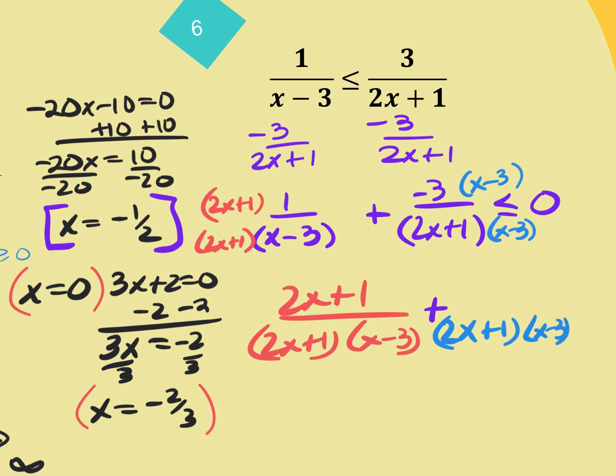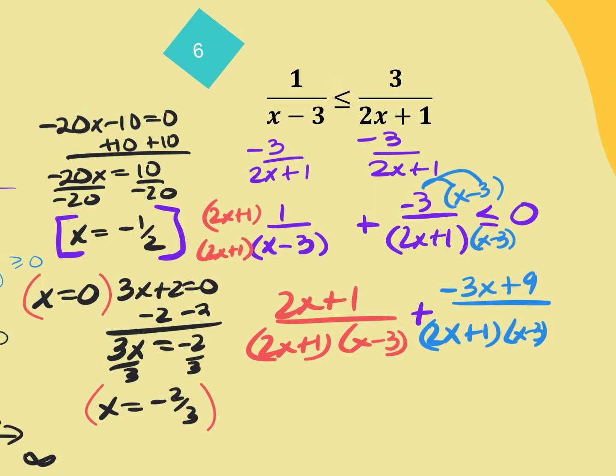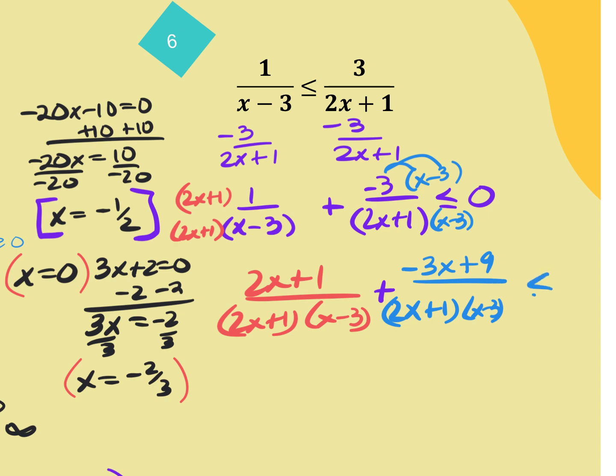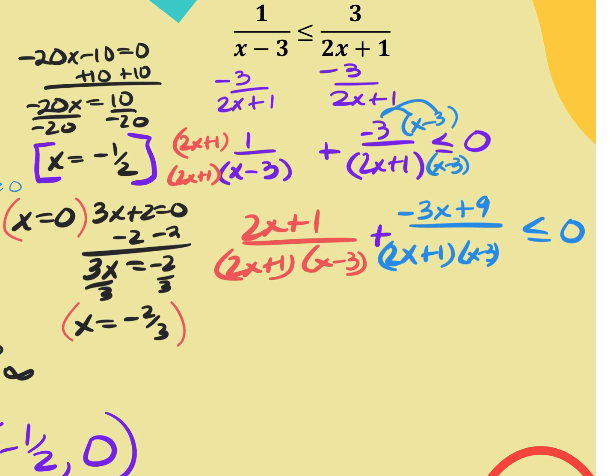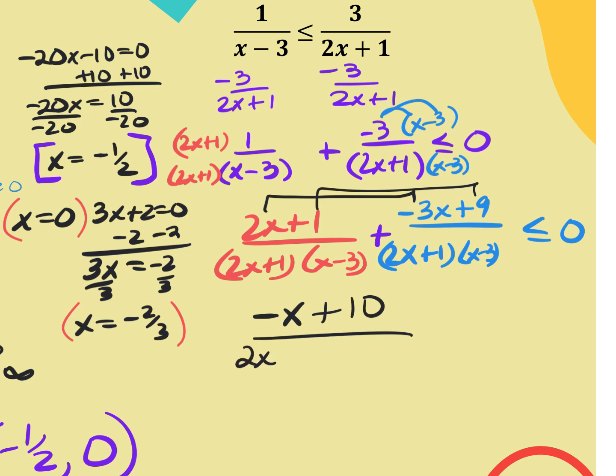Distribute a -3. So this gives me -3x plus 9, and it's less than or equal to 0. I need to combine my like terms. So when I combine the 2x and the -3x, I get -x. And then the 1 and the 9 gives me 10. Leave the denominator factored. Do not FOIL it.